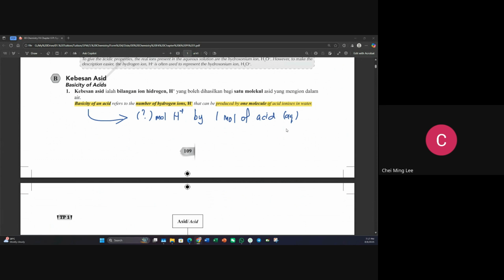For example, sulfuric acid, H2SO4, so H2 means that it can release two moles of hydrogen ion. That's why its acidity is higher than hydrochloric acid. But sometimes you have to take into consideration the solubility of the acid as well. Some acids are partially soluble, so they are weak acids. Although it can release maybe 3, because the solubility is too low, the basicity of the acid will be very low as well.